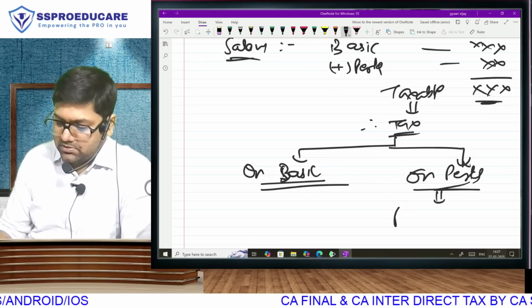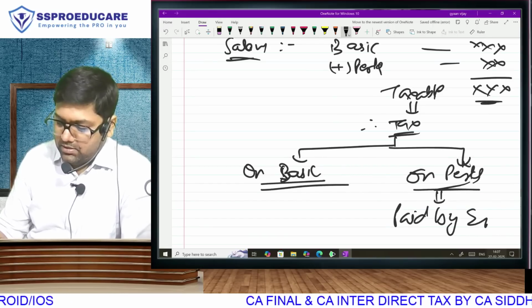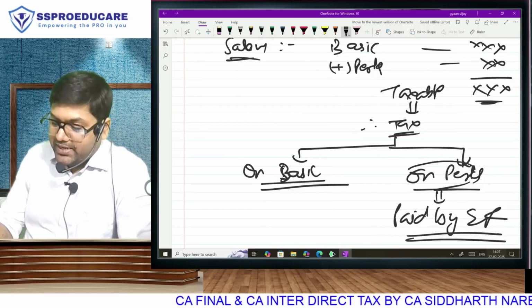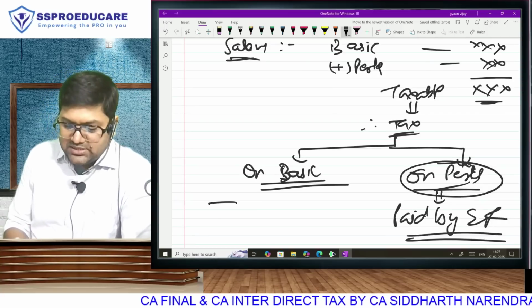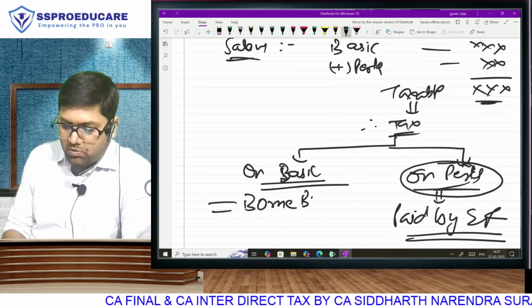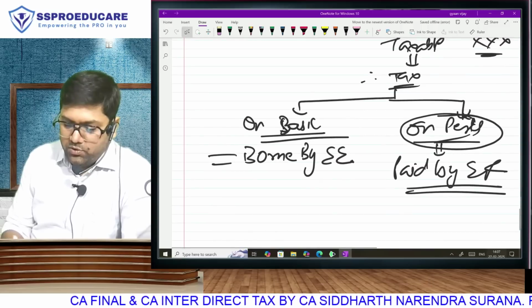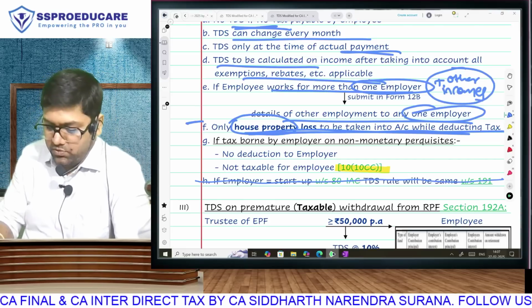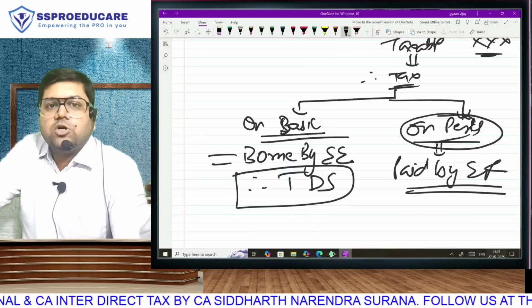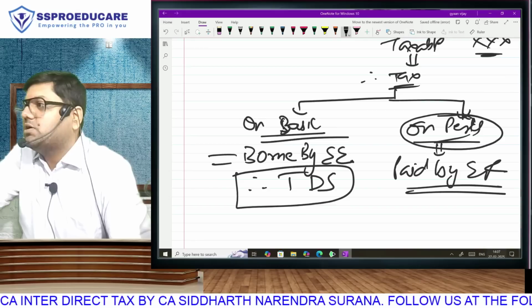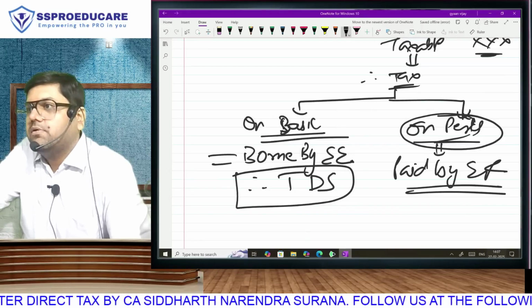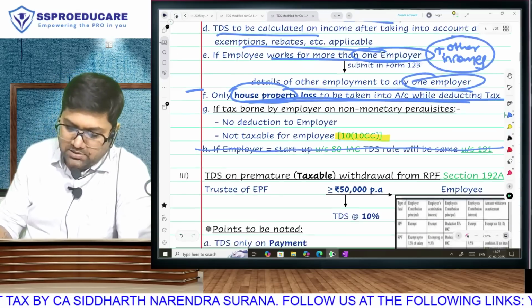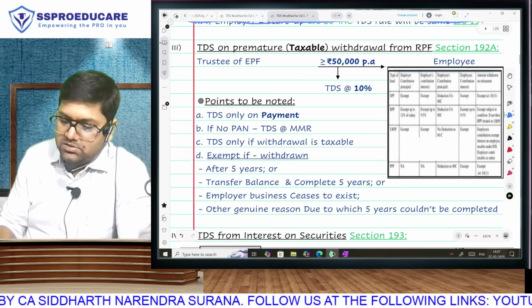Who is paying this tax? Paid by employer. This is the 10-10-CC wala tax. So that means a portion of my tax is already paid. That means this is the tax that will be borne by the employee. And therefore, this is the TDS that is going to be deducted, because whatever I have to bear, only that much will be TDS. Whatever employer has already paid, that is not my TDS. Correct or no? Everyone?